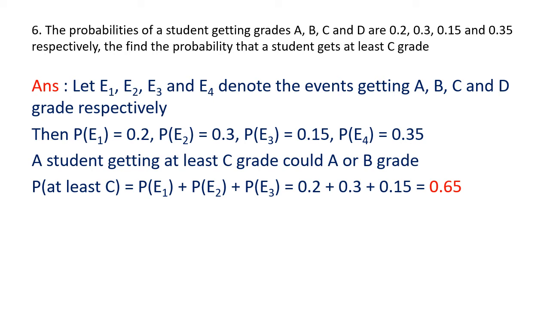The probability of a student getting grades A, B, C are 0.2, 0.3, 0.15 and 0.35. Find the probability he gets at least a C grade. At least a C grade means he can get an A, B or a C. So A is 0.2, B is 0.3 and C is 0.15. So at least a C is 0.2 plus 0.3 plus 0.15, equal to 0.65.